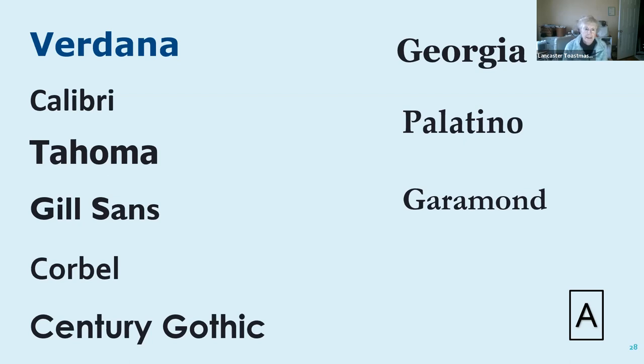Keep in mind something like Tahoma, Gill Sans, and Century Gothic. A little more decorative is the way I would say that. Reserve those for titles on slides and words that you want to emphasize. But when you are writing or composing, keep that in mind. Now let's look at the ones that are more artistic, right? More descriptive because of the type that they are.